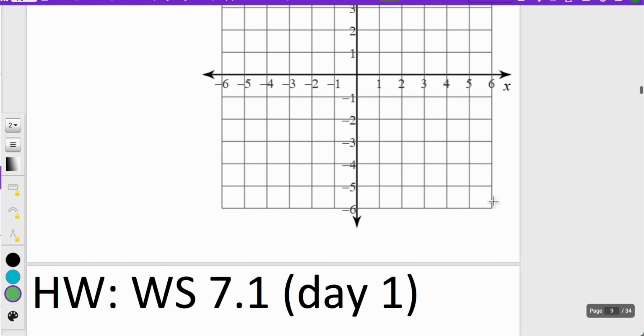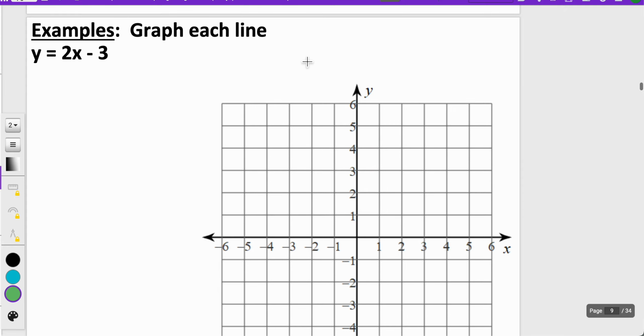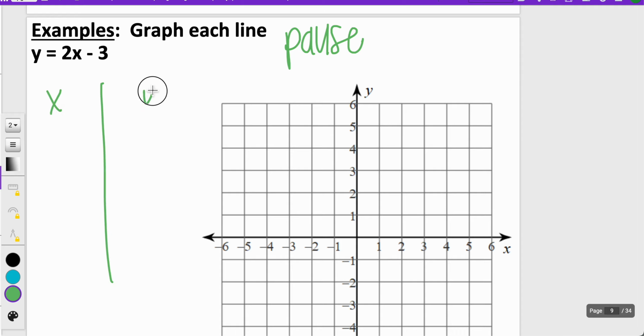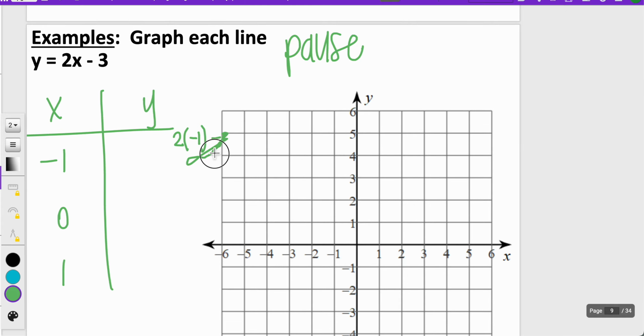One more, and then we'll conclude 7.1 day 1. Again, pause it here, you try it on your own. When you're ready to check it, click play. No fractions, so I'm just going to use my tried and true -1, 0, and +1. So this will be 2 times -1 minus 3. So I got -2 minus 3, which is -5.